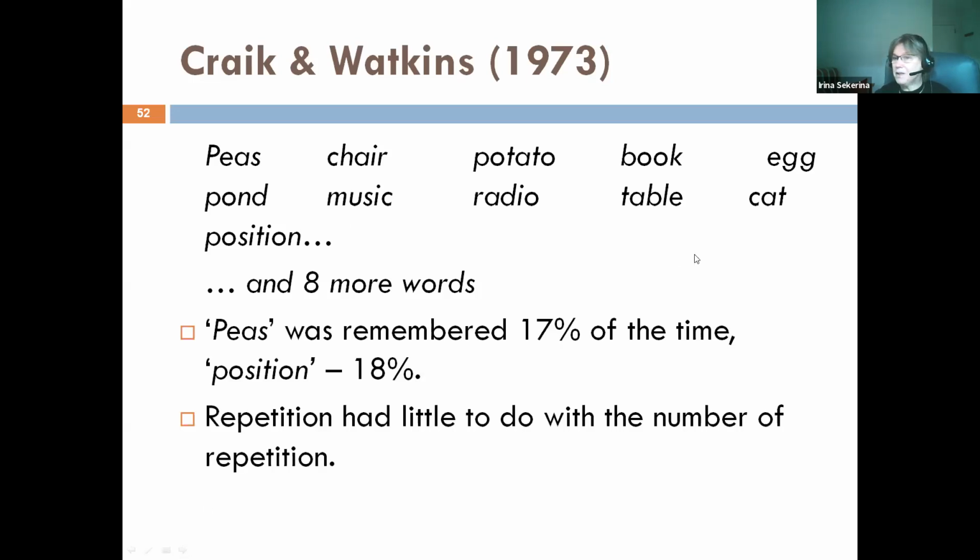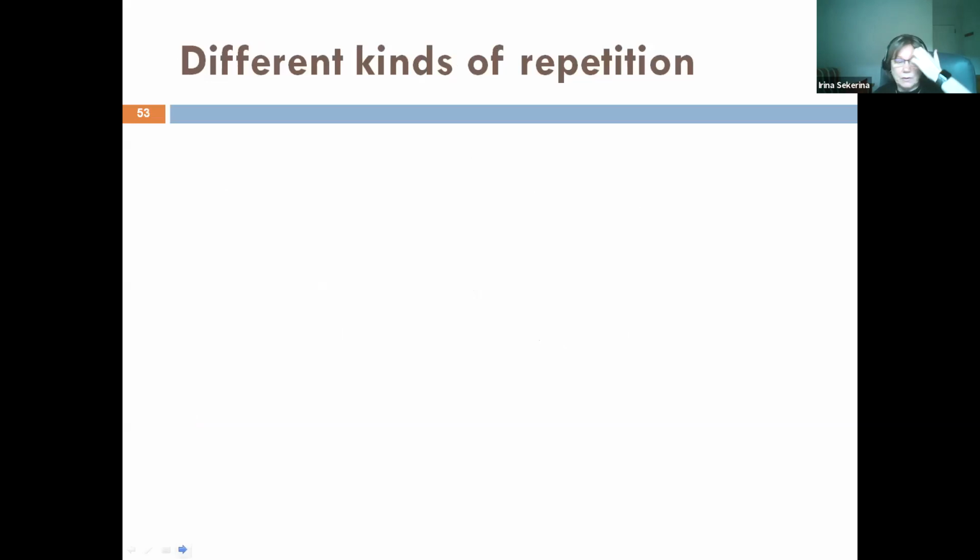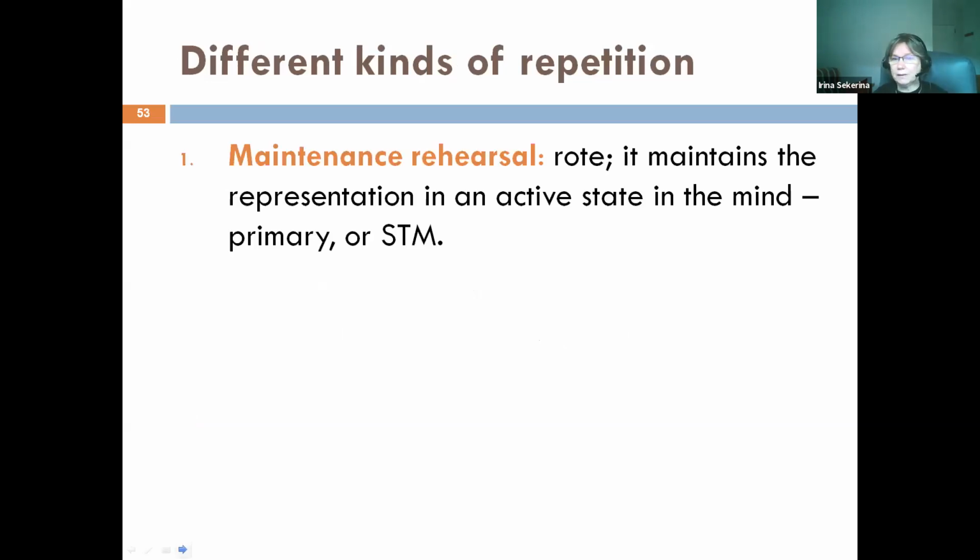Peas were remembered 17% of the time, and position was remembered 18% of the time. So that repetition, technically, they repeated the P word, didn't do much. The recall was exactly the same, regardless of how much time they got for rehearsal. So it's not the key. What we need is a different type of repetition, not the rote maintenance rehearsal, useful in the old days when we didn't have cell phones and had to run to the phone to dial a pizza parlor to order pizza.